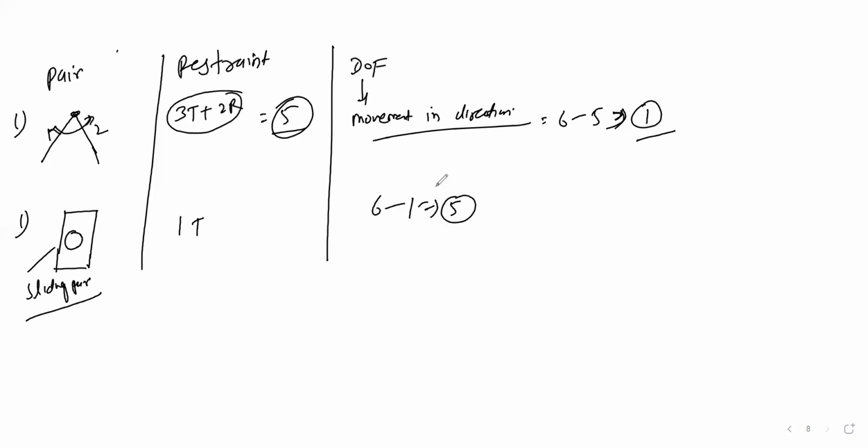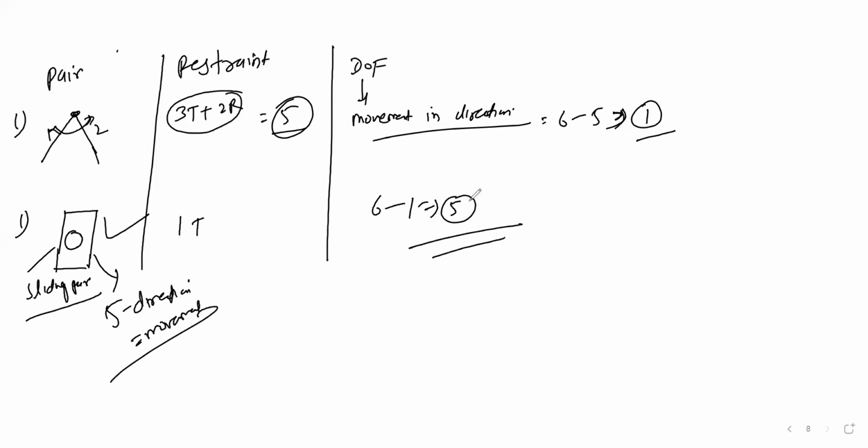Otherwise, you need to think that if this type of diagram is there, in how many directions can this diagram rotate or translate? It can translate or rotate in how many directions? So I can say that its movement will be in a total of 5 directions. It means the degree of freedom will be 5.